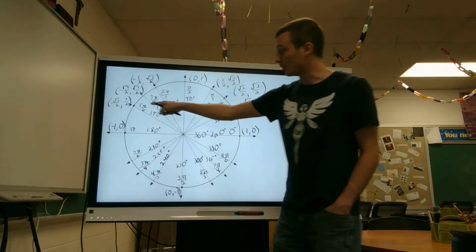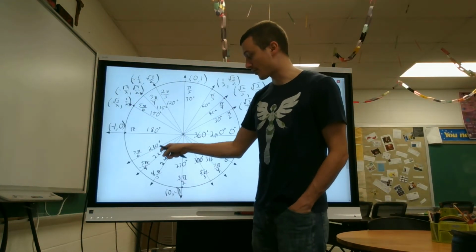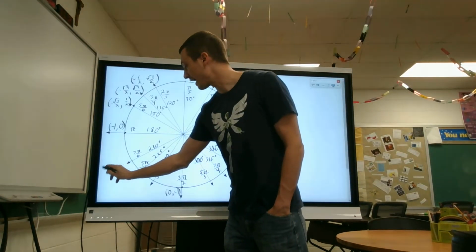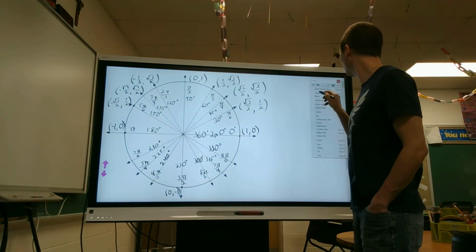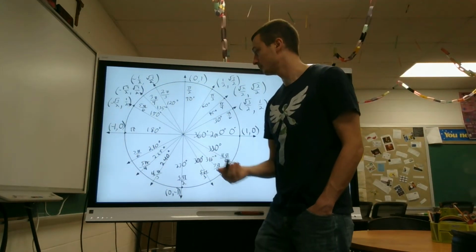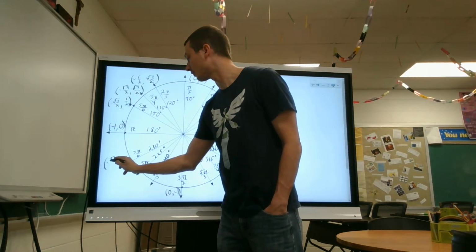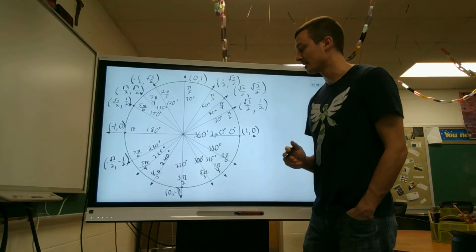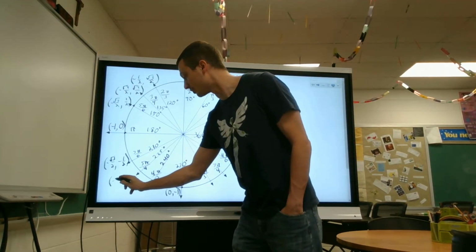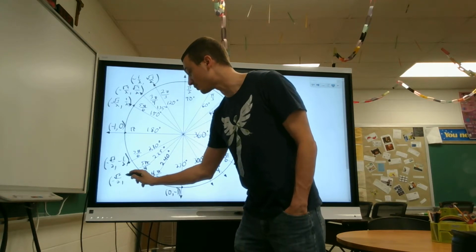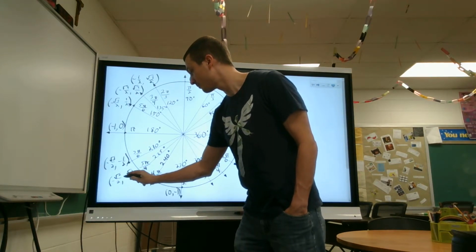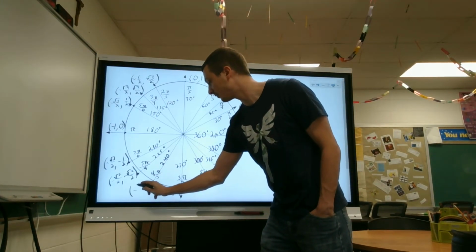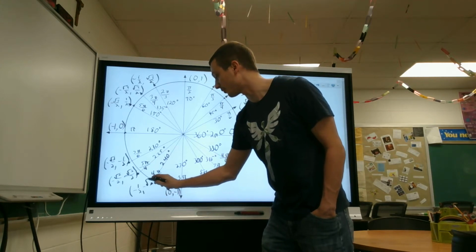I can do the same thing going vertically, that in quadrant 3, both the x and the y coordinates are going to be negative. So now I have negative square root of 3/2, negative 1/2 for 7 pi/6. And then for 5 pi/4, I'd have negative square root of 2/2, negative square root of 2/2. For 4 pi/3, I would have negative 1/2, negative square root of 3/2.